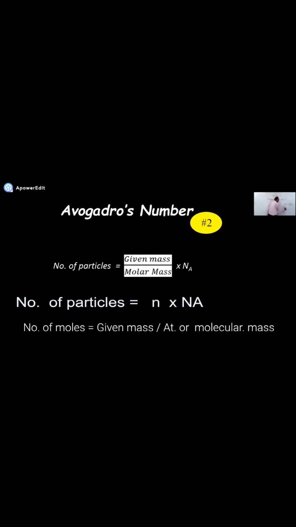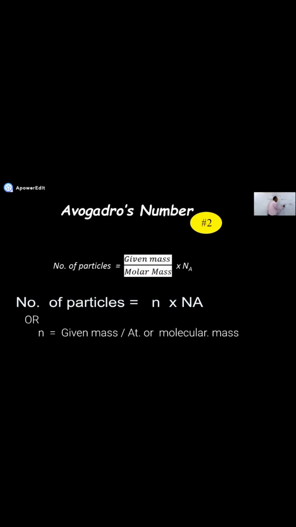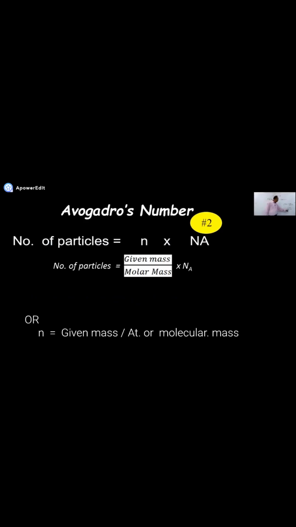Number of moles represented by small n is equal to given mass upon atomic or molecular mass. Or simply you can write here molar mass, or you can write directly here formula mass. So what is the value of N over here? The value of N is given mass upon molar mass.